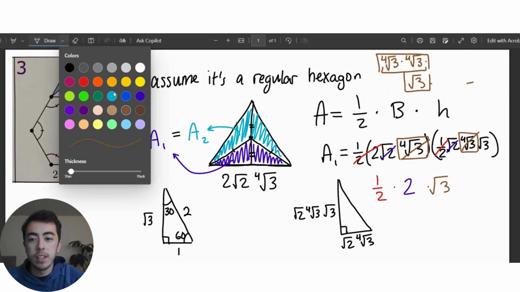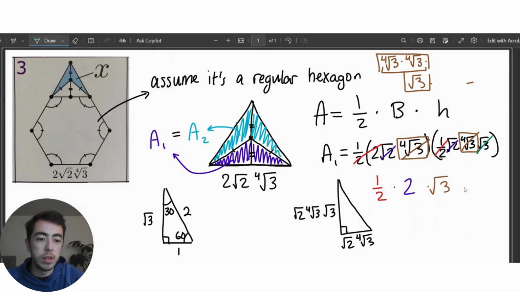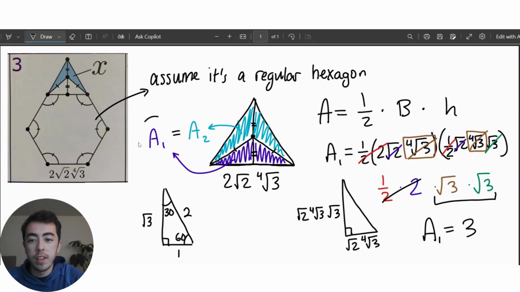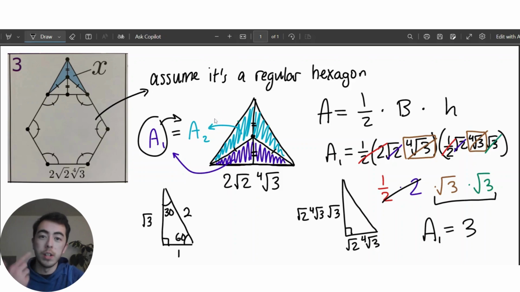And then finally, I have one more square root of 3 hanging out that I haven't dealt with. That's this one right here. This 1/2 and that 2, those cancel out and just give a 1. And then the square root of 3 times the square root of 3, that is just a 3. And I've proven that this blue area is a 3, and so therefore, since earlier I showed that both of these areas are the same, this region X is also a 3.